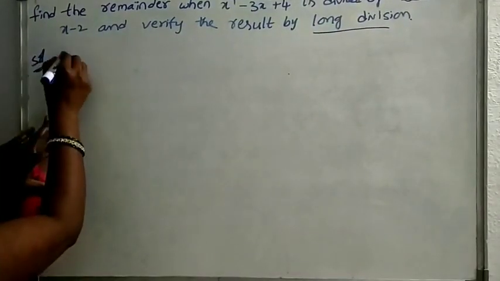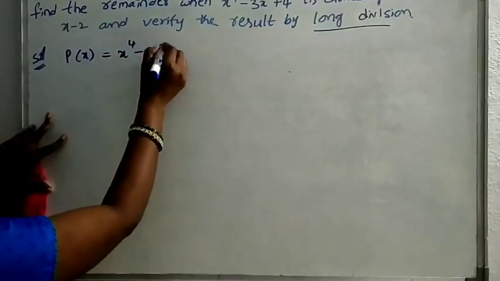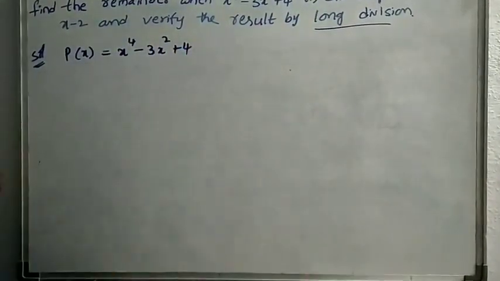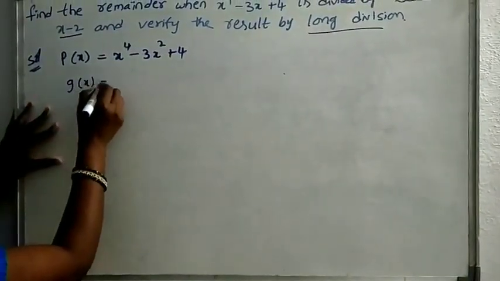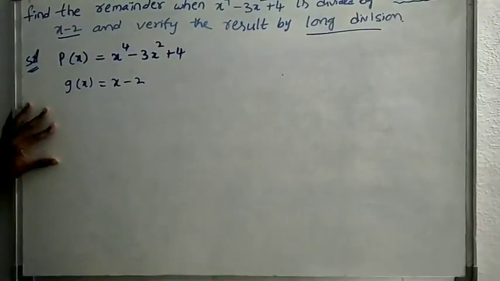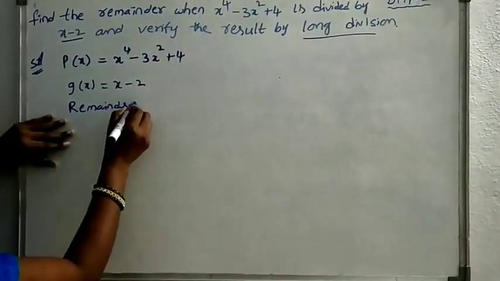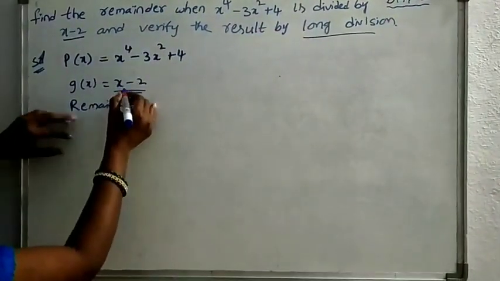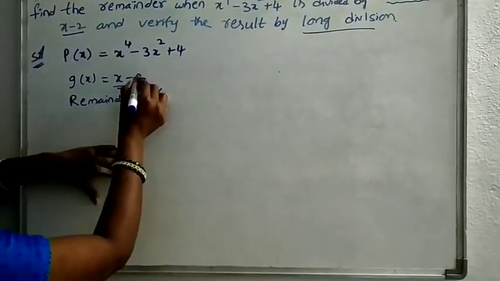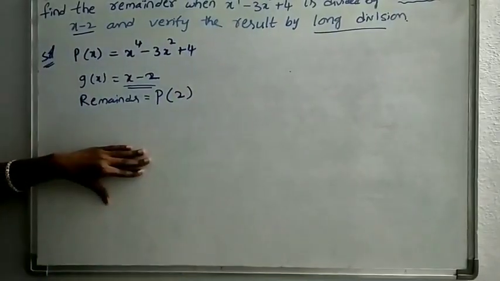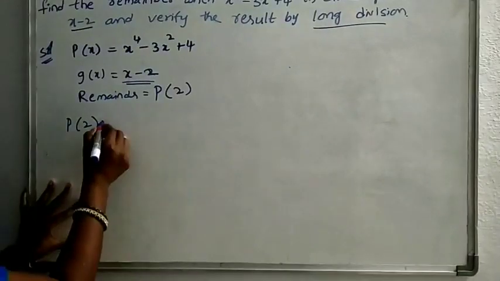So, what is the given polynomial, children? P of x is equal to x power 4 minus 3x square plus 4. What is the g of x here? The linear polynomial is x minus 2. Then, what is the remainder here? The remainder is, if divided by x minus a, p of a is the remainder. So, divided by x minus 2, the remainder is p of 2. So, we have to find the value of p of 2.